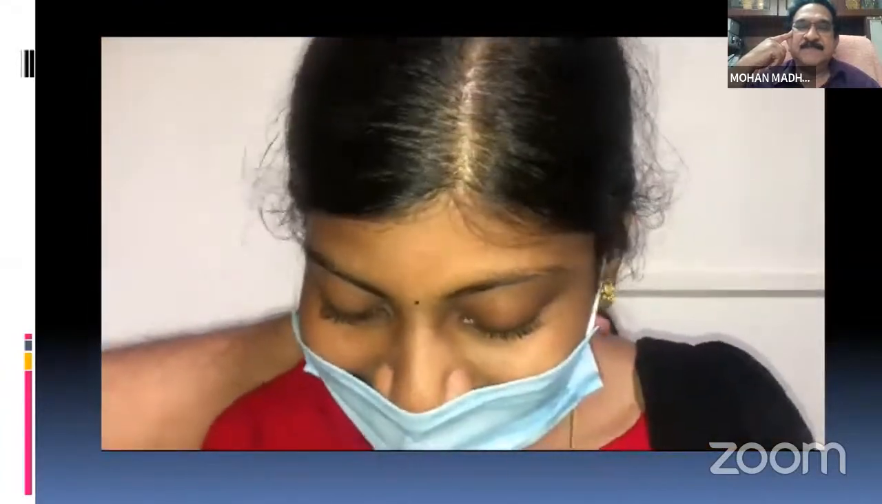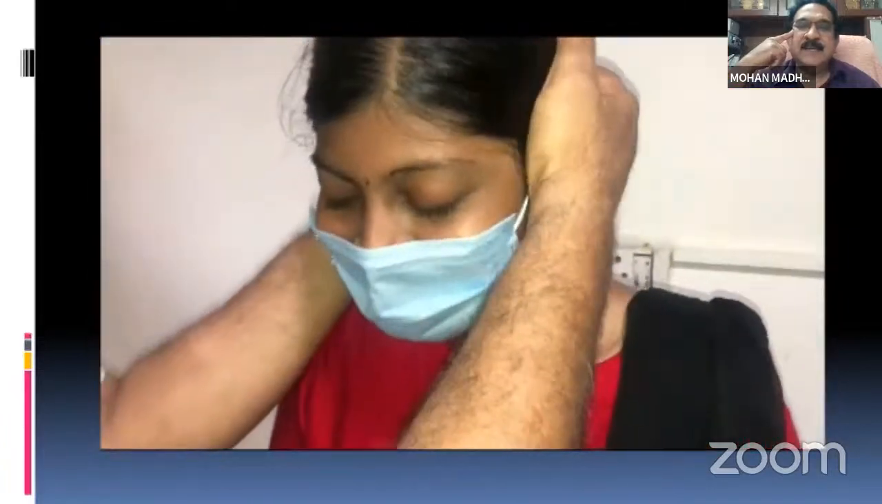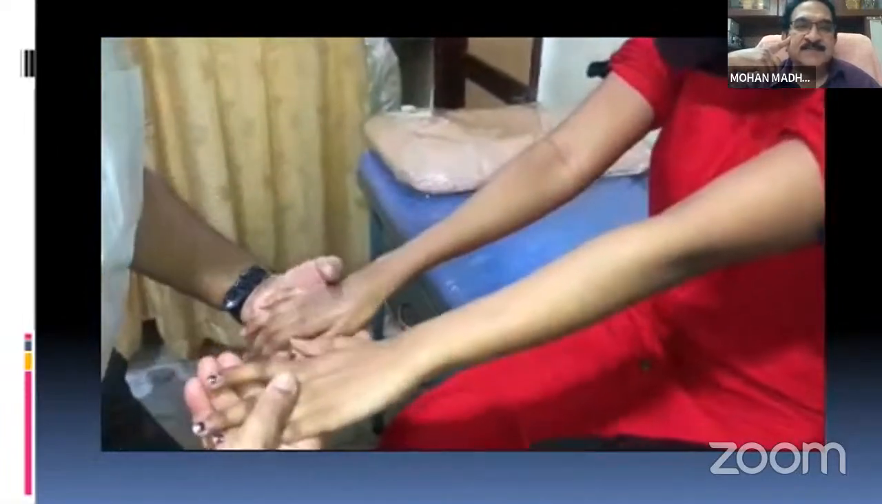Neck flexion is mildly weak. I could overcome that. Neck extension was good power. That is good power. Hands: there is mild wasting of the small muscles of both hands.